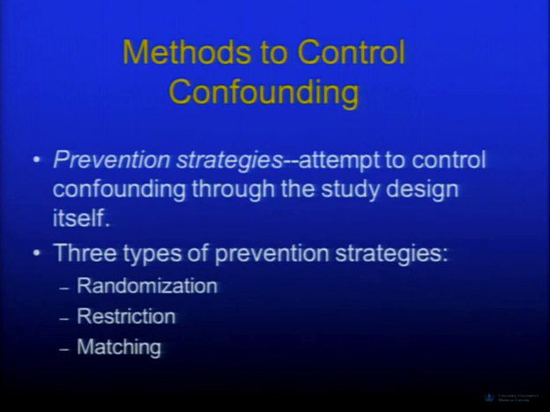Stratification, what else? Multivariate analysis. So where you control for other things in the analysis phase, either one of those are okay to try and control for confounding too, if you haven't done it in the beginning.